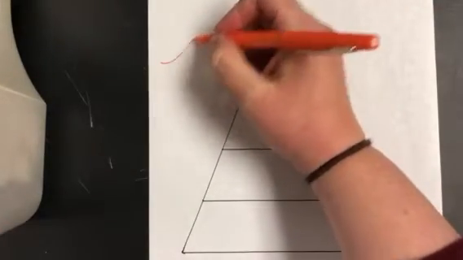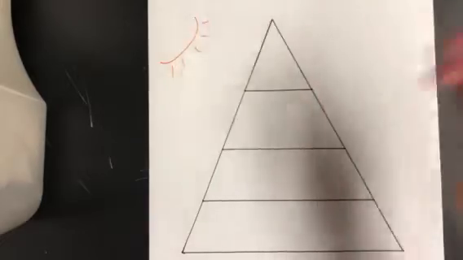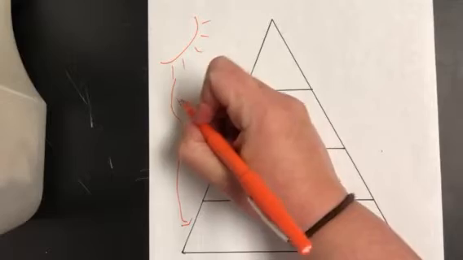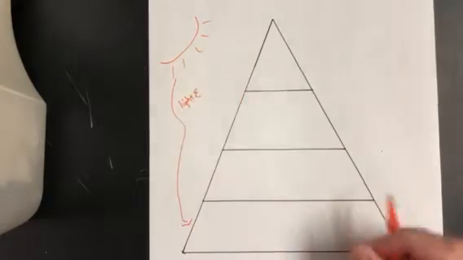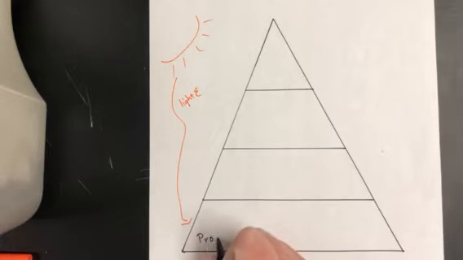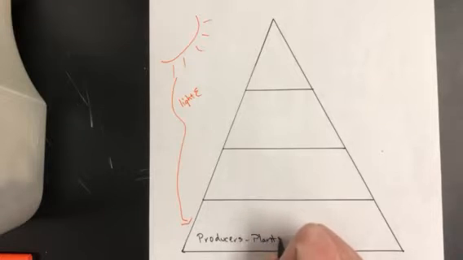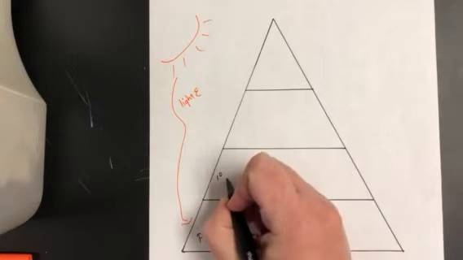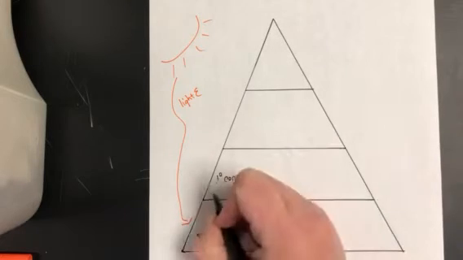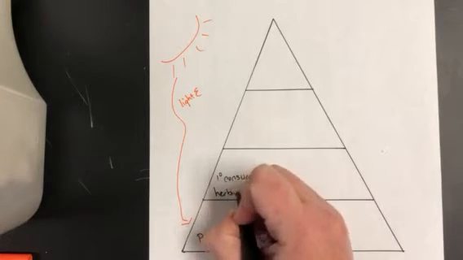First, to remind you, essentially all energy on the earth comes from the sun. This is light energy coming from the sun and being absorbed by producers. Let's label all of our levels. Producers, otherwise known as plants. We've got primary consumers, and we can think of those as our herbivores.